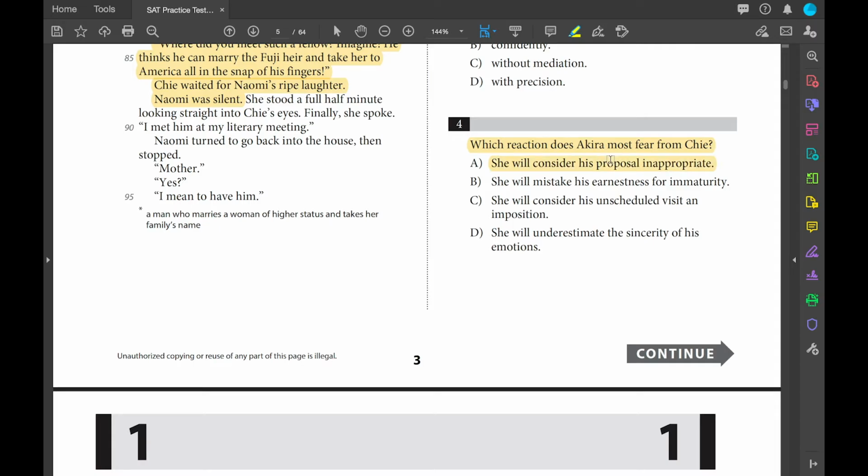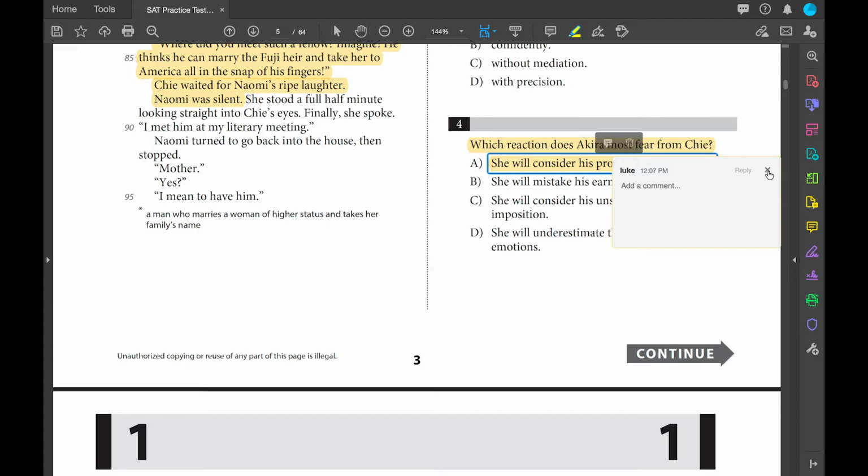So you see the word proposal in both. You see inappropriate. Whoops. Because she says unseemly. Even if you don't know the word unseemly, you know it's bad. Unseemly, it doesn't seem good. And it says the word proposal. And we're talking about Chiya and how she's going to consider it inappropriate. And also that ties to the main idea, so that's probably your answer. So good. So that's how you approach the paired questions.